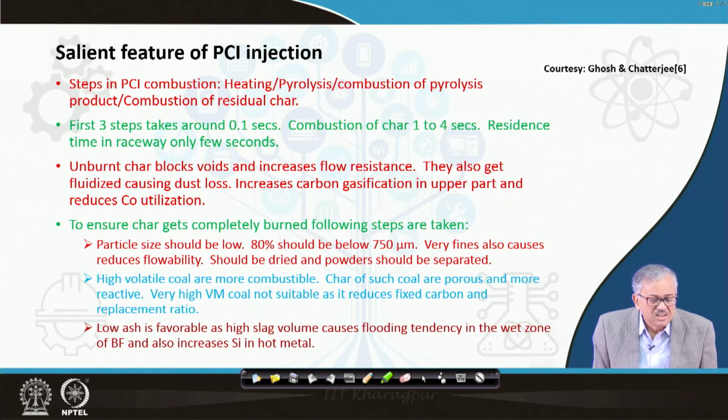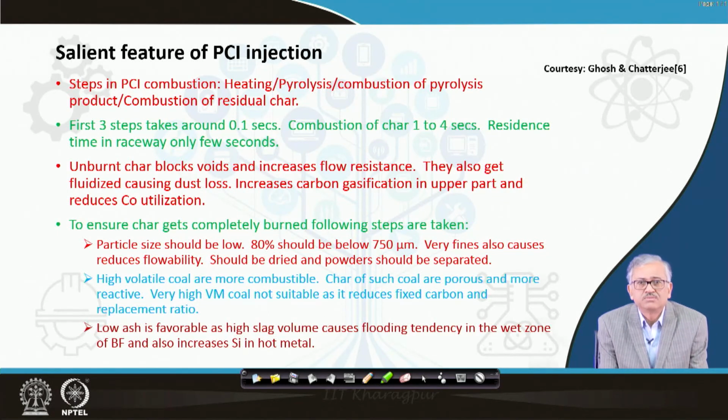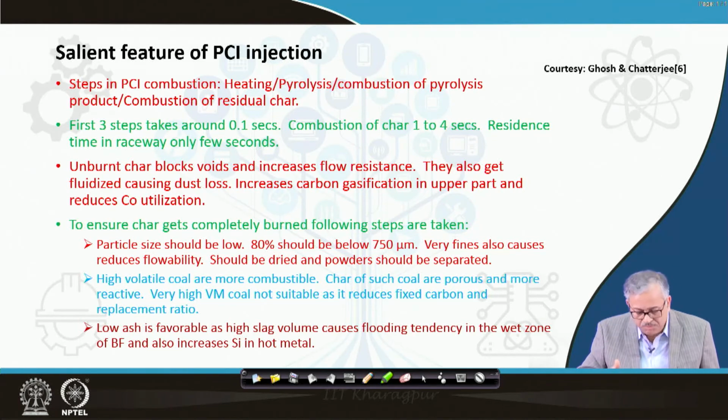And third, low ash coal is always favored. One thing is that ash contains a lot of silica. As a result, silicon in the hot metal will increase, because it directly goes from the raceway. There the silica turns to SiO gas, and SiO gas in the presence of carbon is converted to silicon and gets into the hot metal. Another problem is that if you have a large amount of ash, the volume of the slag will be high, and that can cause flooding in the wet zone.